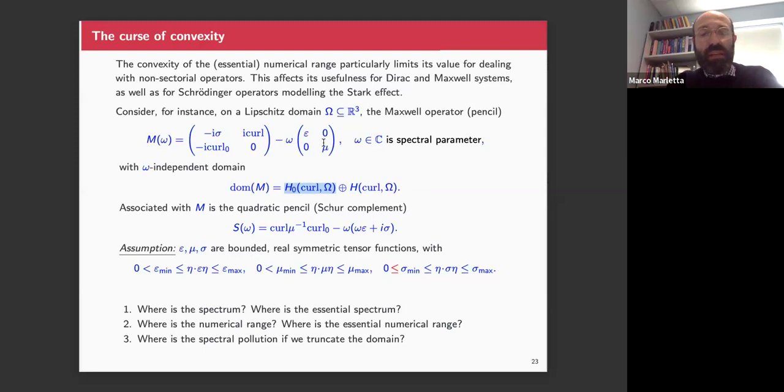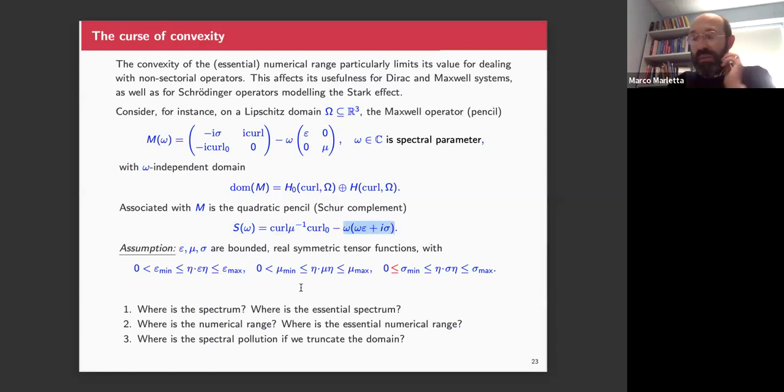Now you can eliminate one of the fields from this. So you can take the Schur complement of this, eliminate one of the fields, in this case the magnetic field, and you can get a quadratic pencil coming out. So you get curl, mu inverse, curl, and then you get this funny term at the end, omega squared epsilon plus i omega sigma.